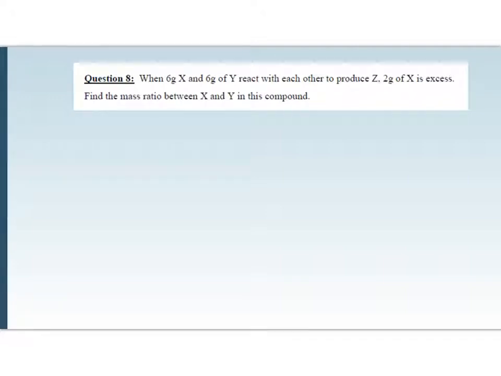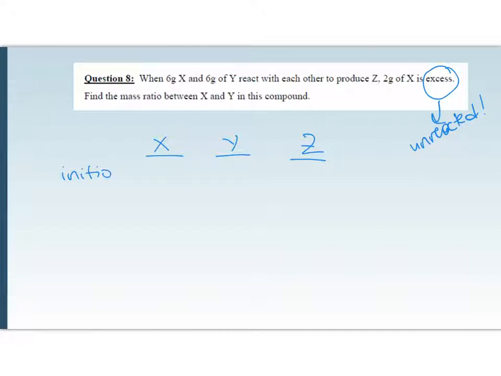Another question. When 6 grams of X and 6 grams of Y react with each other to produce some kind of Z, 2 grams of X is excess. Now this excess means unreacted, not involved in the reaction. So again, please make a table. You have X here, you have Y here, and you have the Z compound here. You have some initial values. What were they in the beginning? Then you're going to have some reaction values, what is going to be consumed or produced. Then what do you have finally? So this is my table.